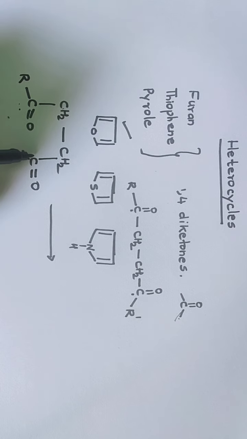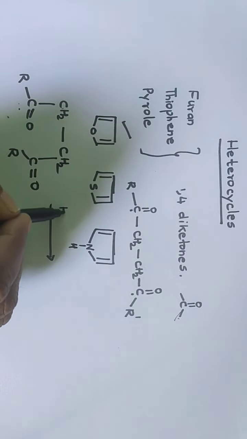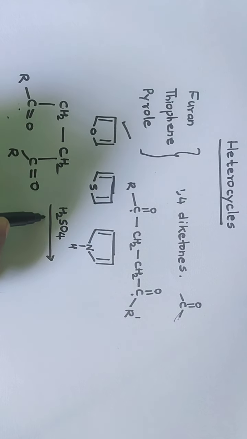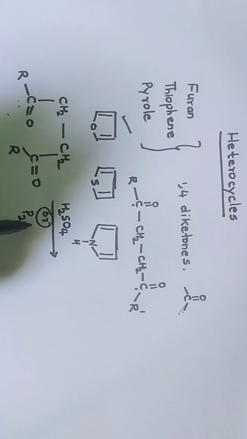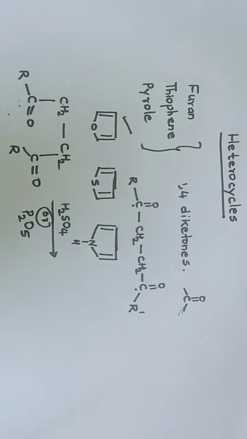Now the only thing I should do is this oxygen will attack here. Why will this oxygen attack here? Because it contains a lone pair of electrons, and this carbon carries a positive charge because oxygen is more electronegative. So hence this will attack here. This can be brought about in the presence of H2SO4, or you can use P2O5. Sulfuric acid or P2O5 are dehydrating agents. We require only dehydration.